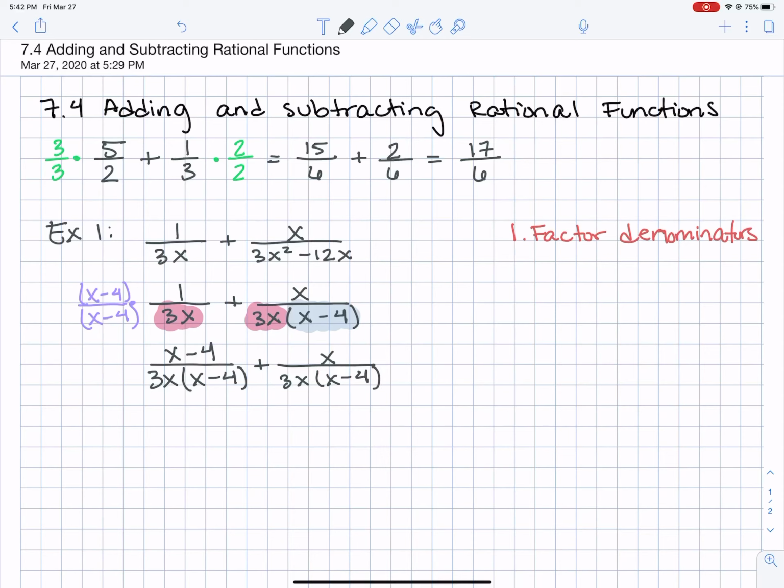Okay, now that I have the same denominators, I can go ahead and add up our numerators. So I simply have 2 x's here, and then I'm subtracting 4. That constant can't combine with anything, and I'm going to keep my denominator in factored form just so that I can see the domain there. I know that x cannot be 4 and it cannot be 0.